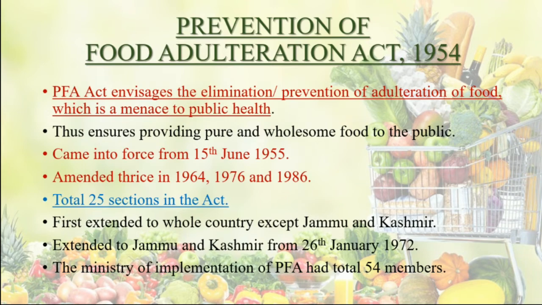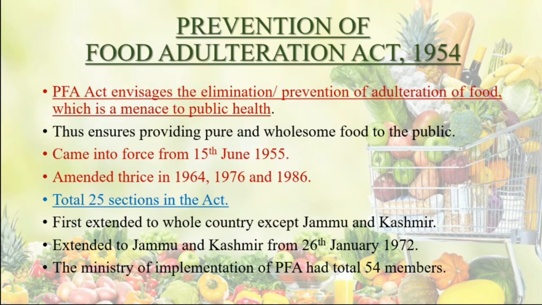And it was amended 3 times after its existence, like in 1964, then in 1976, and then in 1986. And if we talk about the act, so there are total of 25 sections in the act. और जब इसको पूरे कंट्री में एग्जीक्यूट किया गया, इम्प्लीमेंट किया गया, तो इट वाज इम्प्लीमेंटेड इन ऑल द स्टेट्स एक्सेप्ट फॉर जम्मू एंड कश्मीर. उस टाइम पे इसको जम्मू एंड कश्मीर में एग्जीक्यूट नहीं करा गया था. और in 1972 it was executed in Jammu and Kashmir also.